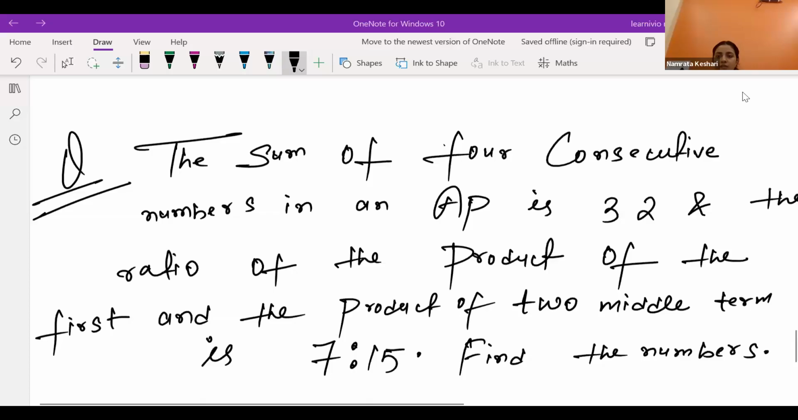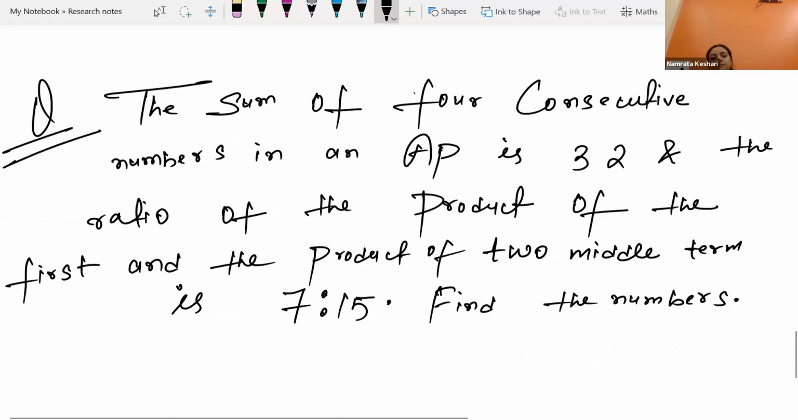Ma'am, I can't see the screen. Okay, you cannot see the screen. Just a second. Can you see it now? Can you see it?